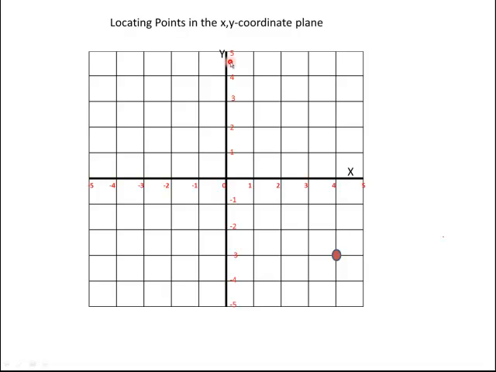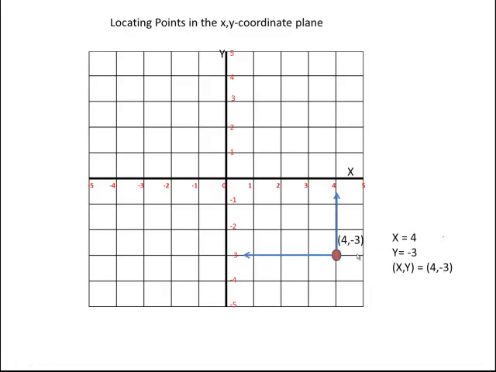Think of this as a kind of street map of Manhattan. In Manhattan, the avenues go up and down, that is to say north and south, and the streets go east and west, that is to say horizontally. Suppose you want to locate this red point. How does this red point know what avenue and street it's on?